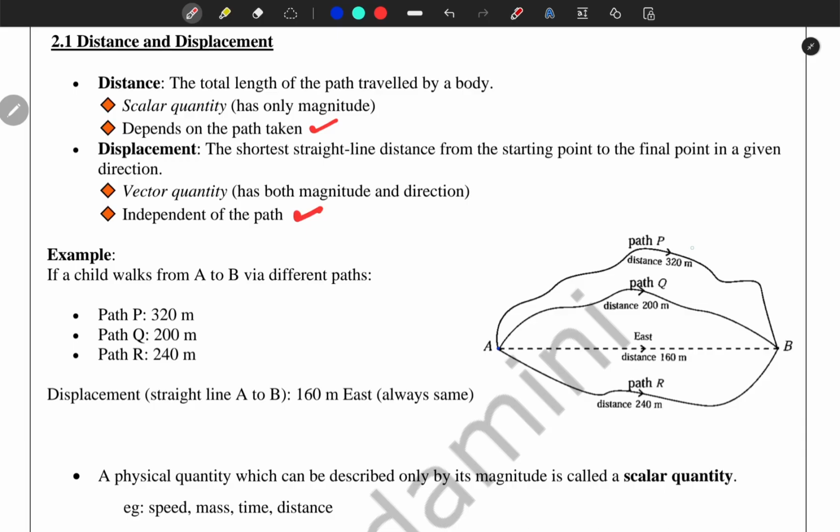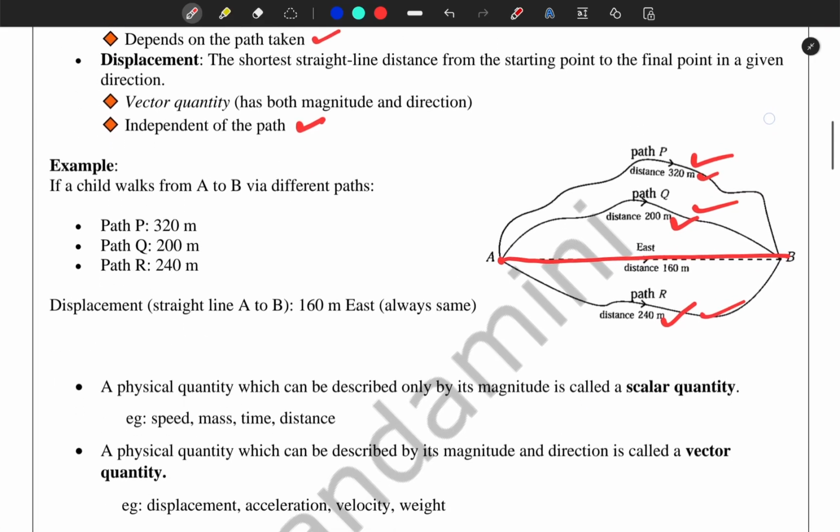It doesn't matter what the path is. It doesn't matter what path PQ is. In the end, to get the displacement, we just take the one straight line. So it does not depend on the path. But in this case you can see the distance values change according to the path. That depends on the path, and the distance value changes according to the path. I think you guys got what it really means.